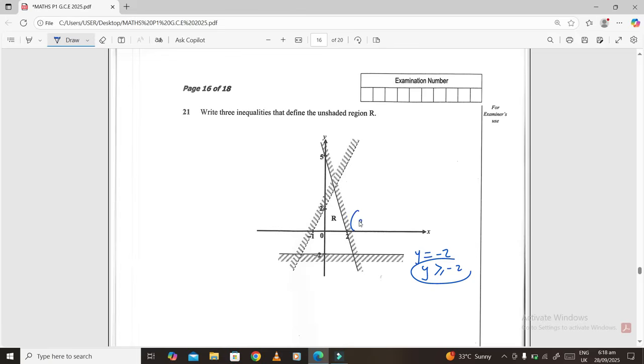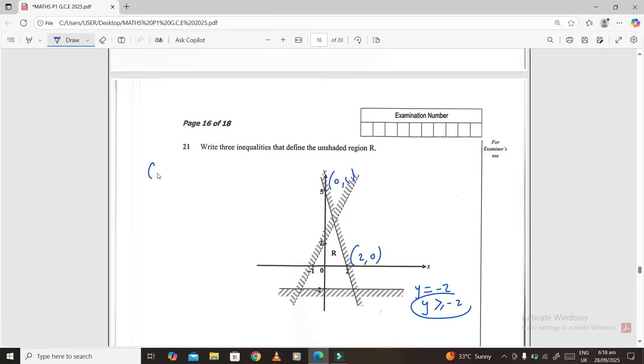For this one, we pick the coordinates. This is 2,0. This is 0,5. So we can find the gradient. We've got 0,5 and 2,0. So that's m is equal to y2 minus y1 over x2 minus x1. So I can say this is my x1, y1, x2, y2. So this is giving me 0 minus 5 over 2 minus 0, which is -5 over 2.